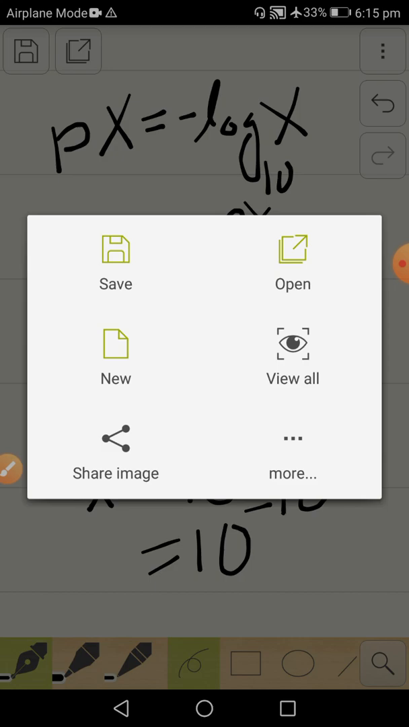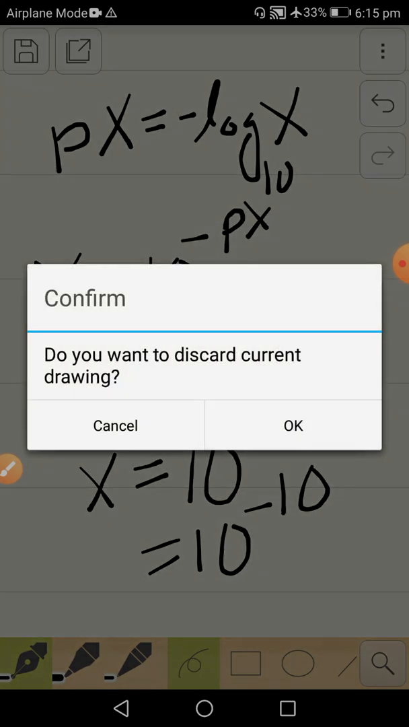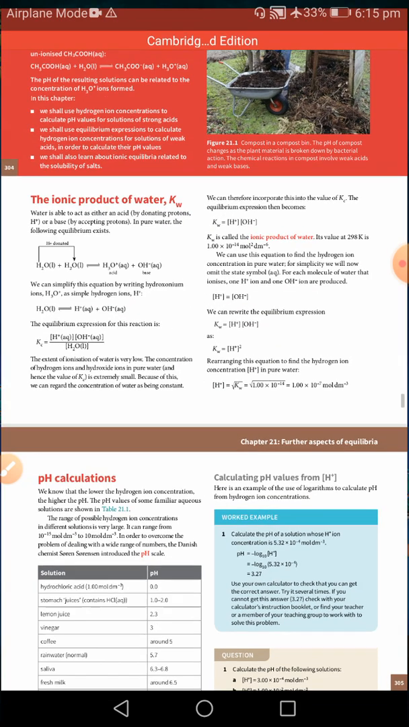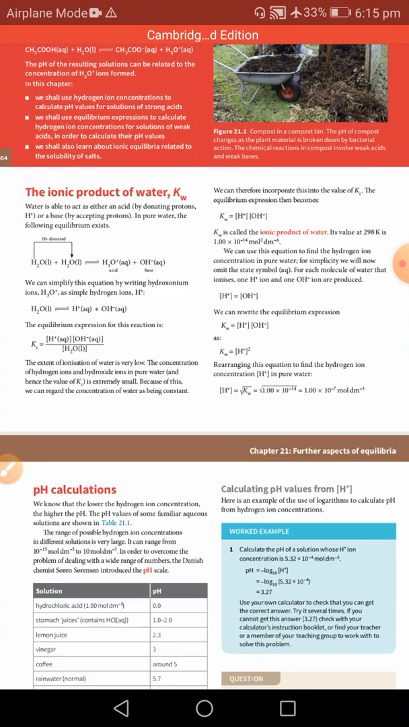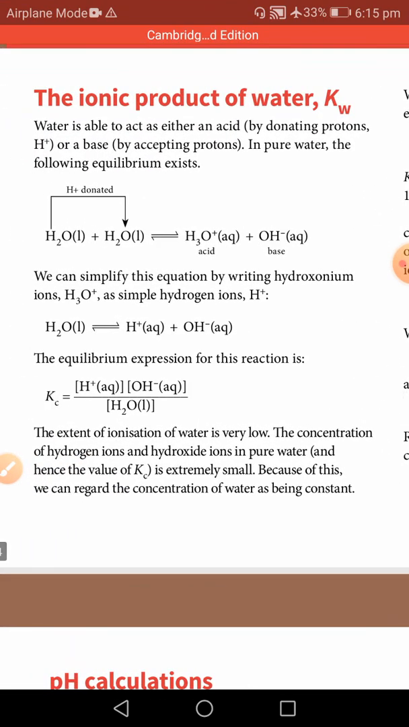So now let's start with what we call the ionic product of water. Now what is the ionic product of water? The ionic product of water is simply the dissociation of water into ions.